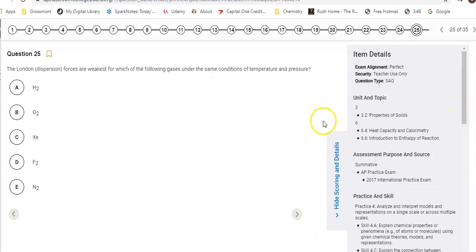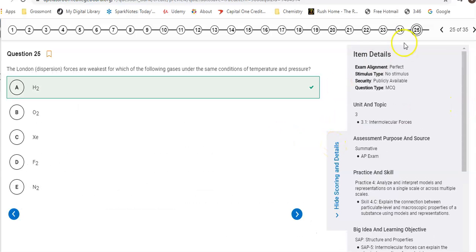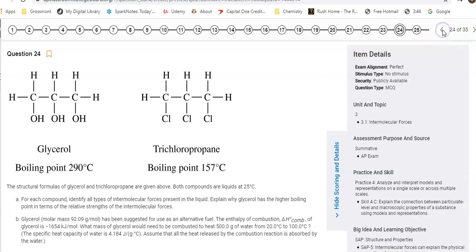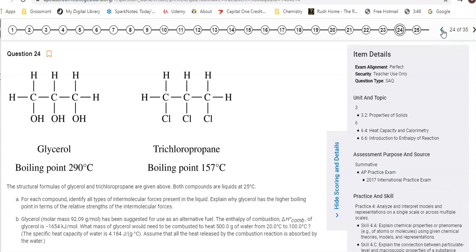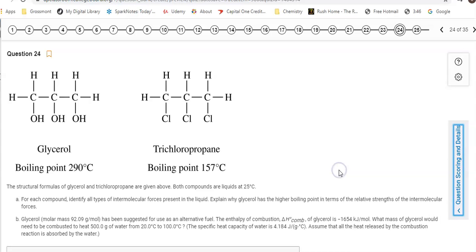Okay, so now you have, where'd I go? I think I skipped one. Okay. Let's see here. Let's close this. So now you have two compounds, and you have C3H8O3 and C3H5Cl3. Okay, so structural formula of those two compounds. For each compound, identify all types of intermolecular forces present in the liquid.